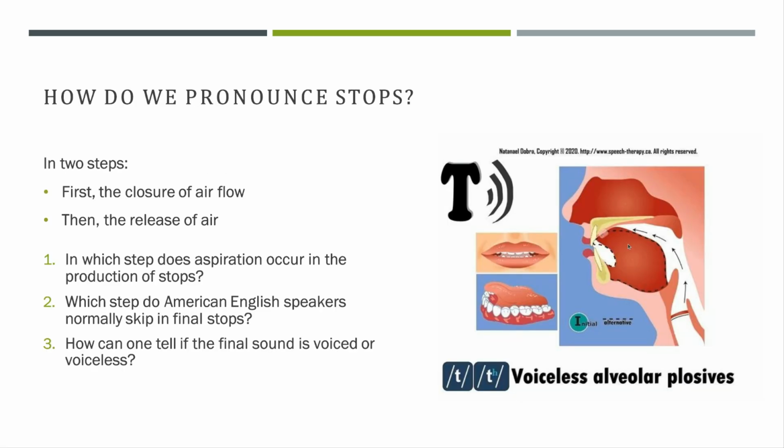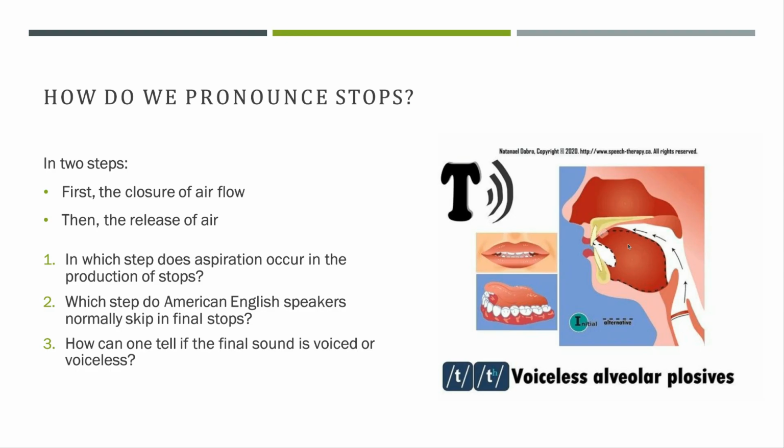Now, I have just noticed I say now a lot, right? How do we pronounce stops? Let's just recall how it is that we produce them. First, we close the airflow and then we release the air very quickly and very strongly. So, if I asked you, in which of these two steps does aspiration occur? I bet you will be right when you say that it happens during the second step. Which step do American English speakers normally skip in final stops? That second step. Look at words such as stop or skip. You don't actually hear people saying stop and skip, right?